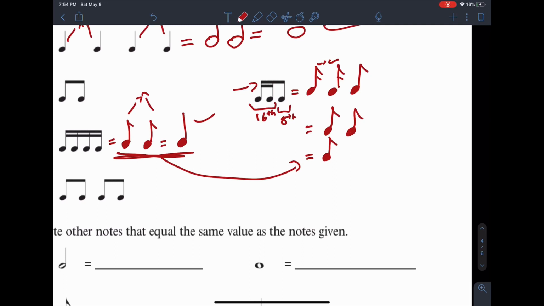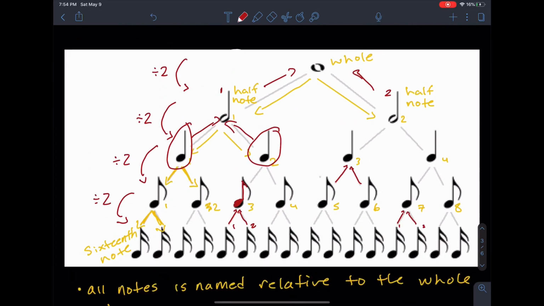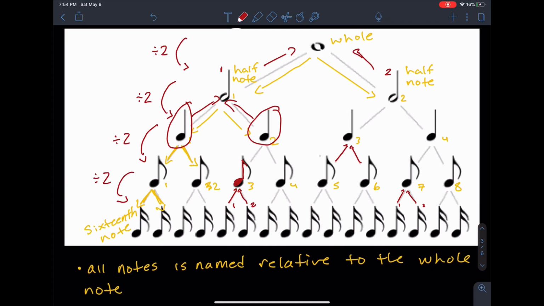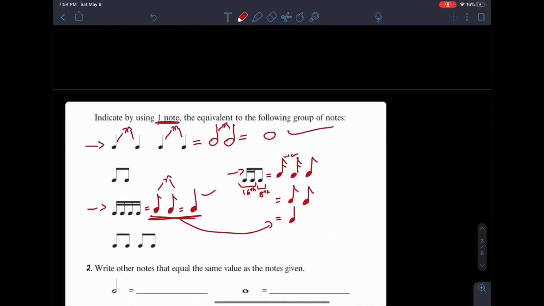That is not a quarter note. Can be used to make a quarter note. Awesome. Isn't this so cool? I think it's cool. All right. I hope we understand that. If not, it's all about this tree. This is the percussionist's ultimate weapon, okay? This tree will give you the answers to everything you need to know.